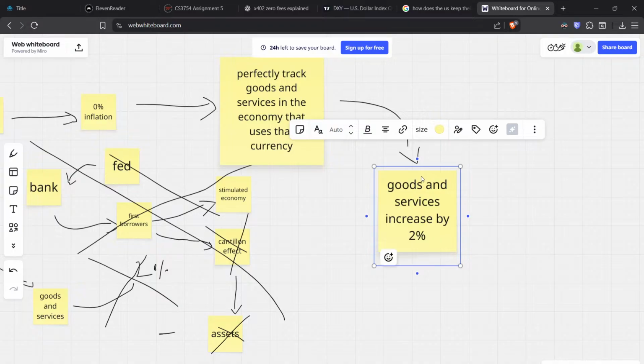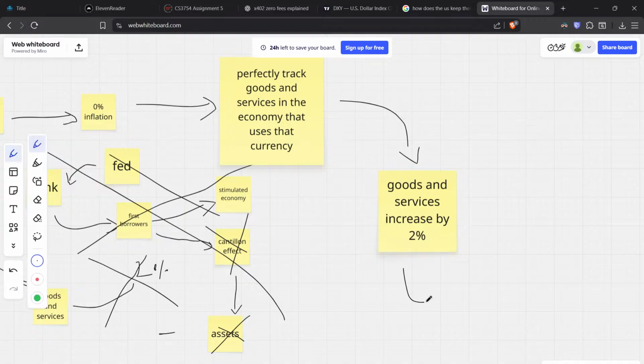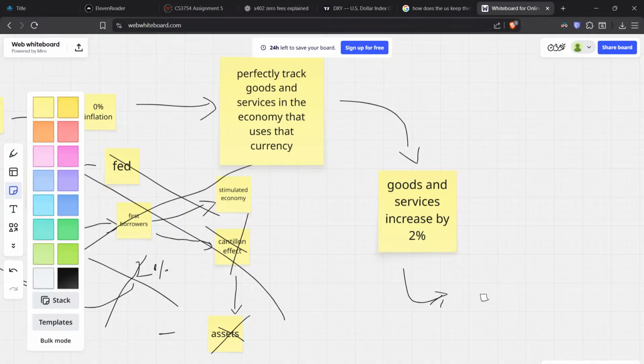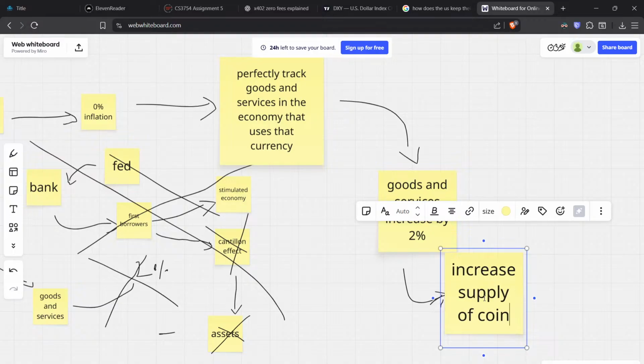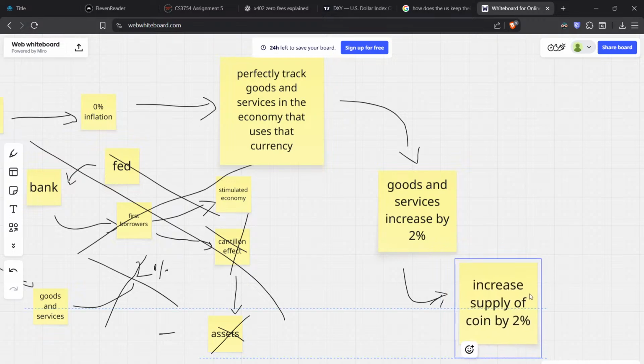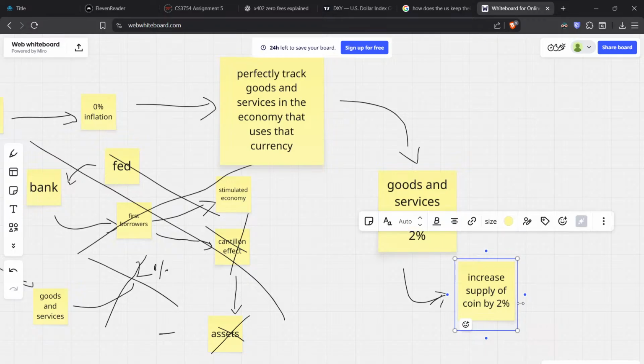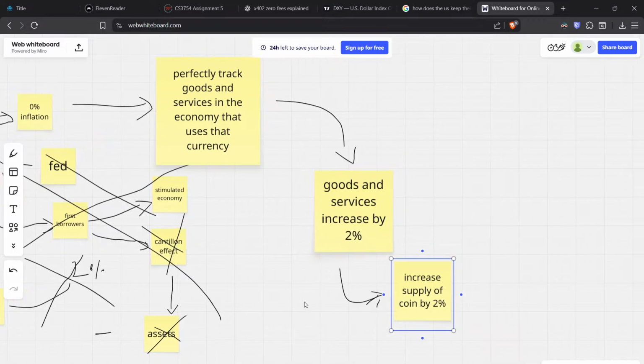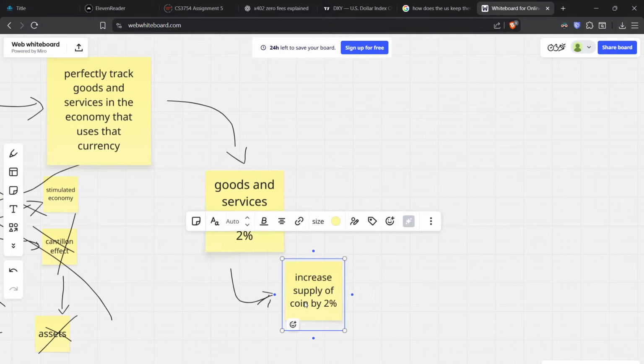Anyway, goods and services increase by 2%. What happens then is we want to increase the supply of this coin by 2%. Again, I'm just thinking through this. I'm not sure if this can actually work. So we increase the supply of the coin by 2%. Now, what happens if goods and services increase by 2%? We increase the supply of this coin automatically by 2%, which means we perfectly match goods and services continuously, which means there should be no inflation. There should be 0% inflation, theoretically.